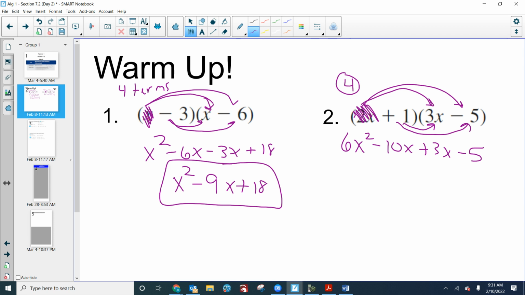All right, now, Alexis, do I have like terms I can combine? What do you got? You say, I can't combine those, I can combine these. Right? So what's my final answer? 6x squared.